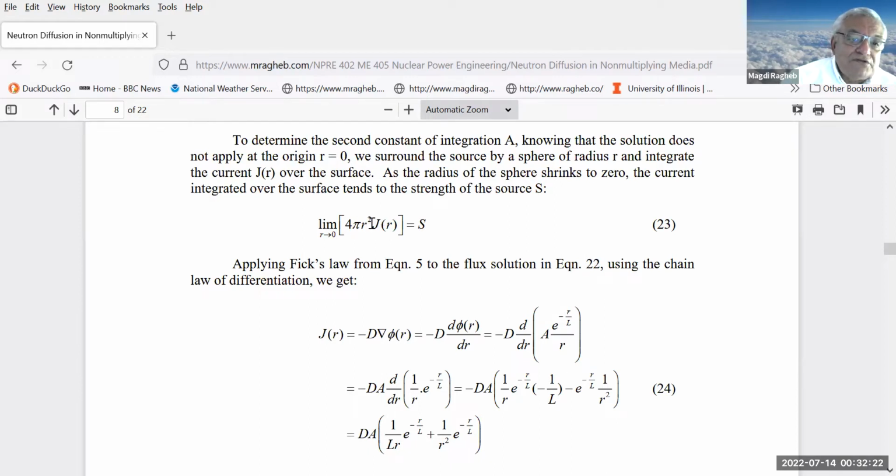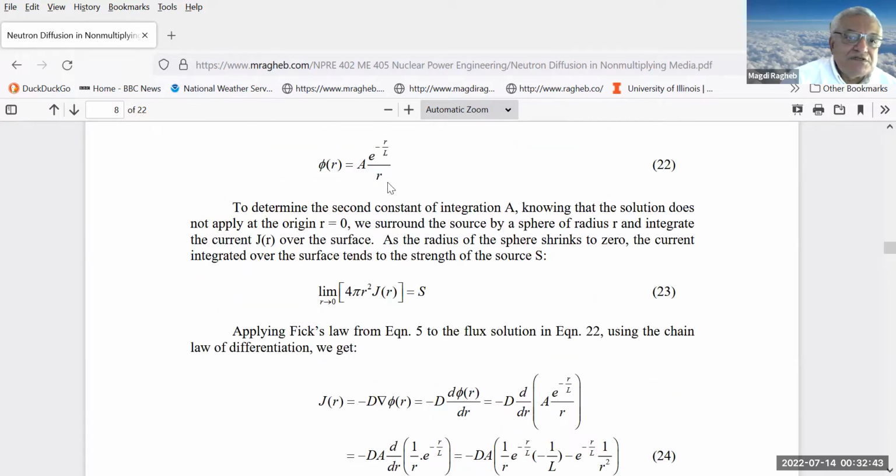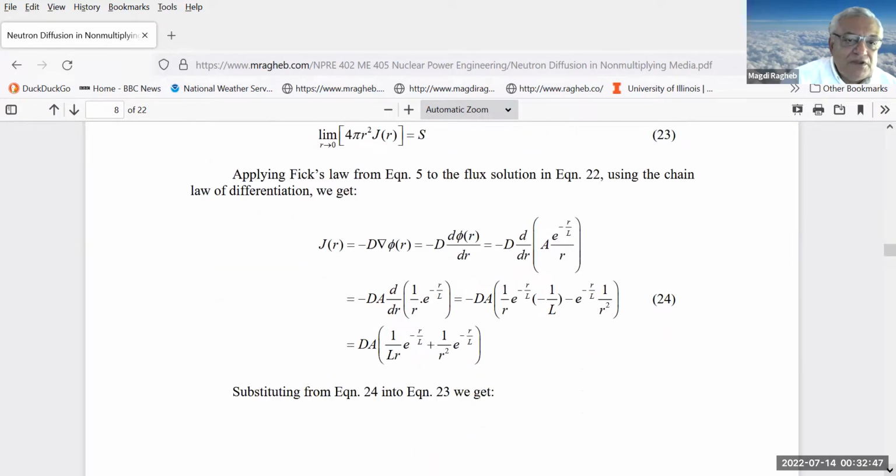take the current on the surface of the sphere, multiplied by the surface of the sphere, and as R tends to 0, as the pillbox becomes smaller and smaller, it should be equal to capital S. So that will help me determine that constant of integration right here, which is the capital A. So we apply that pillbox method to determine A.